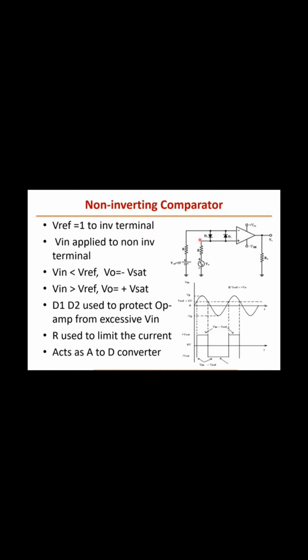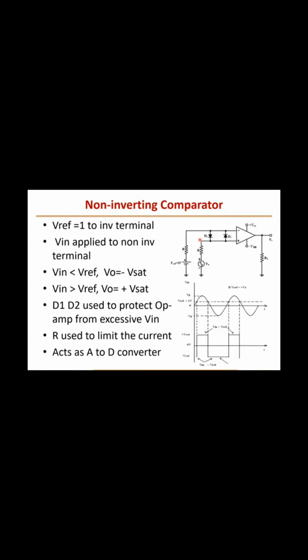Here you can see there are two diodes, D1 and D2. These diodes D1 and D2 protect the op amp from damage due to excessive input voltage Vin. Because of these diodes, the difference input voltage VID of the op amp is clamped to either 0.7 volt or minus 0.7 volt. Hence, the diodes are called clamp diodes.